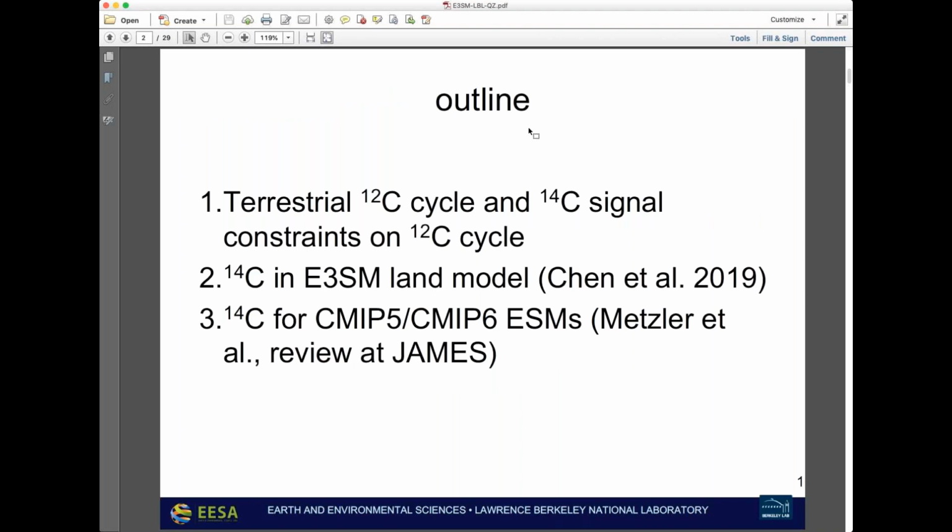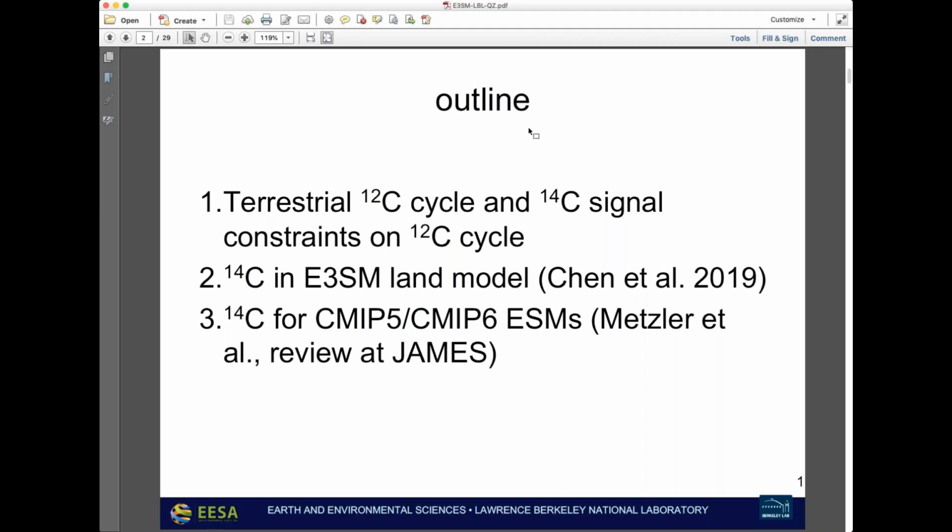So the outline will be the 12C cycle for the terrestrial ecosystem, and just in case some of you are from the ocean side and atmospheric side, I will probably briefly talk about the 12C cycle, and then more focus on the 14C signal, and more importantly, how do we use the 14C to constrain the 12C? So they cycle through the system parallelly, and it's been a very powerful tracer. It's just a matter of how we can use that useful information.